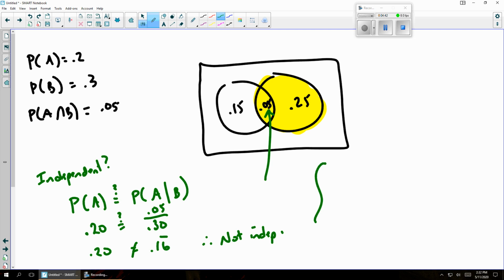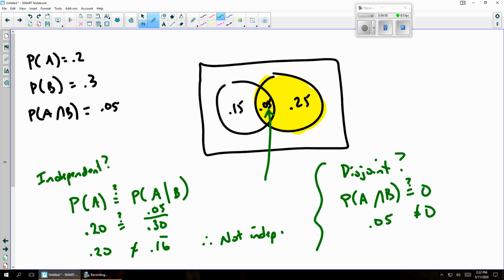Okay, well how about this? Are they disjoint? Well, if they're disjoint, then the probability of A and B is 0. Is it? No, it's 5%, so they are not disjoint.